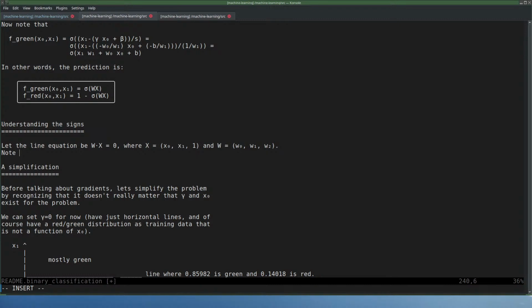Note. Yeah. Plays the role of the bias called P above.